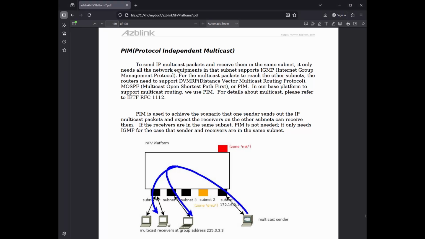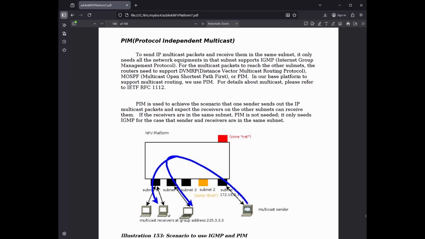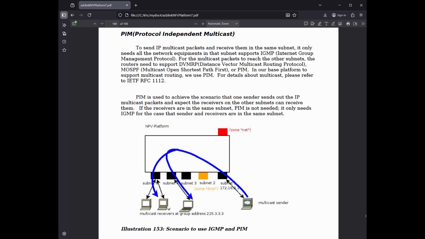PIM, Protocol Independent Multicast, is used to send IP multicast packets and receive them in the same subnet. It only needs all the network equipment in that subnet to support IGMP, Internet Group Management Protocol. For the multicast packets to reach other subnets, the routers need to support DVMRP, Distance Vector Multicast Routing Protocol, MOSPF, Multicast Open Shortest Path First, or PIM. In our base platform to support multicast routing, we use PIM.